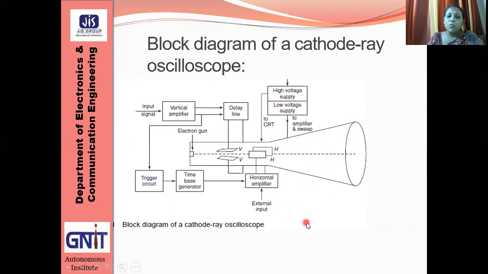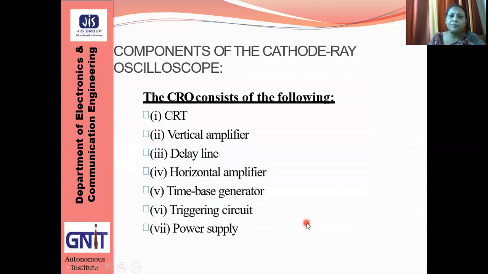So moving to our next slide, the CRO basically consists of the following. That is the CRT, cathode ray tube. That is actually a vacuum tube as previously used in electronic circuits, but presently we are using solid state devices. The cathode ray tube, or vacuum tube, has been replaced by solid state devices. Next thing is the vertical amplifier. This amplifier is needed to amplify the signal before putting it to the vertical plates.